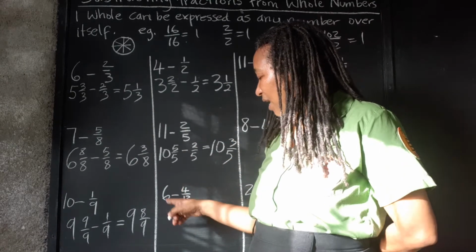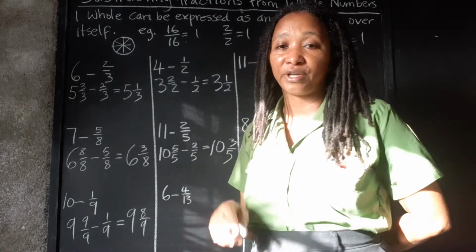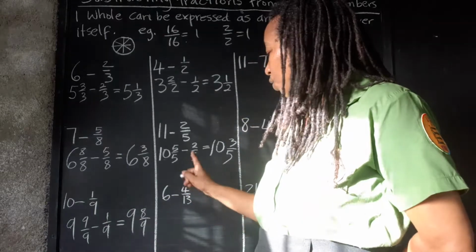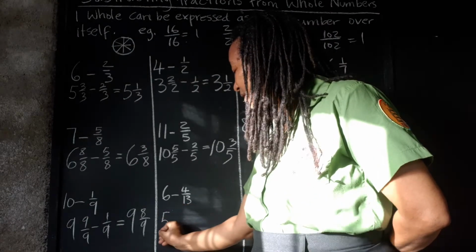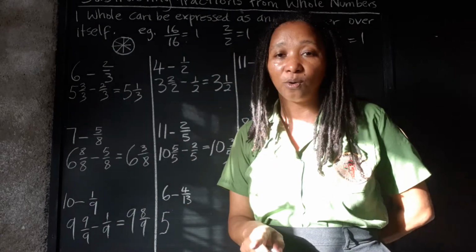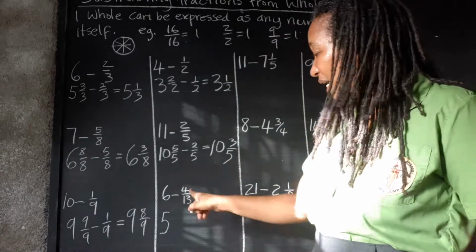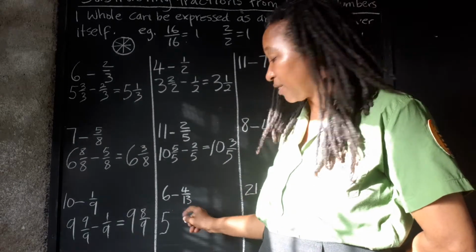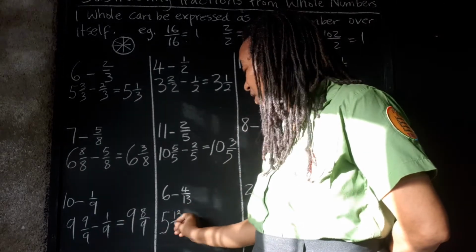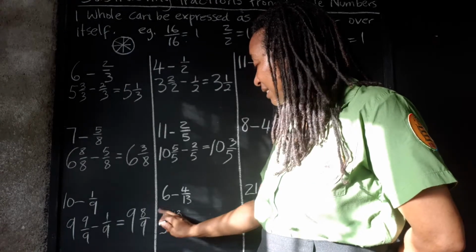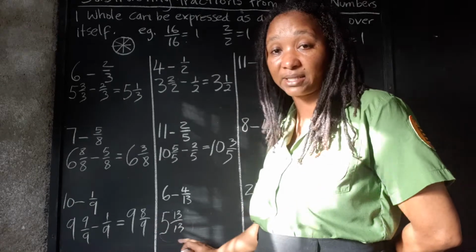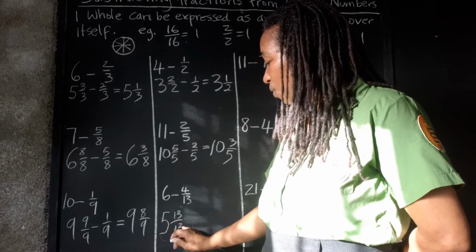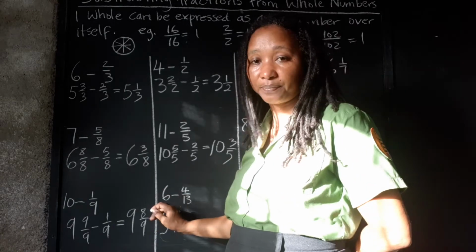We have 6, and we're taking away 4/13. So we're removing 1 whole from the 6. So 5 wholes are left. We took that 1 whole, and we're going to express it as 13 over 13. We have not changed the 6. This is still 6. This is just another way of writing 6. 5 plus 1 whole is 6.